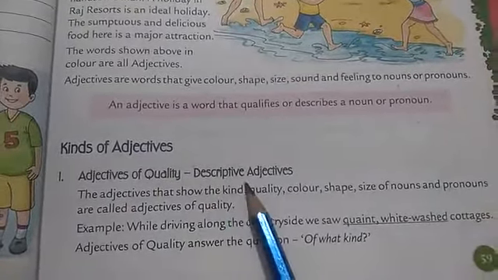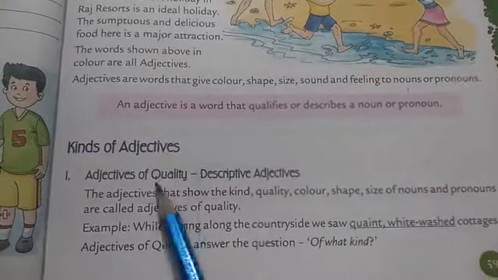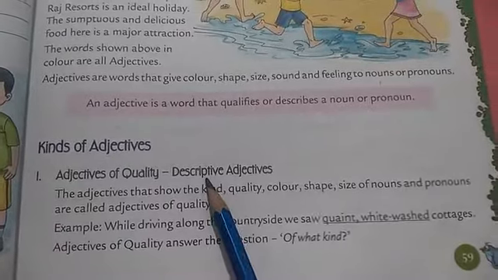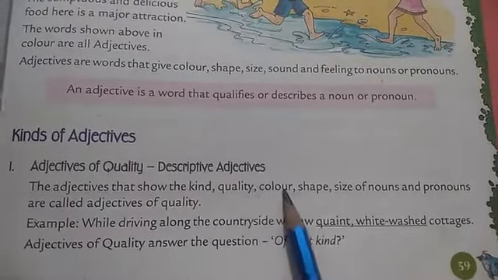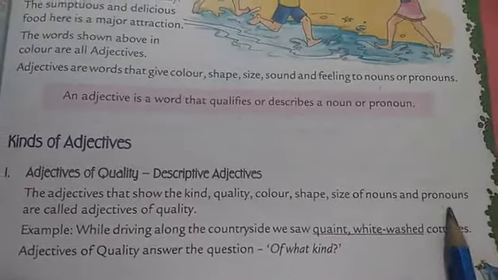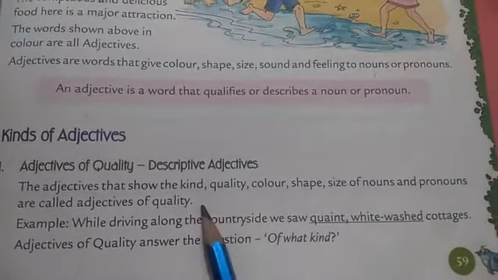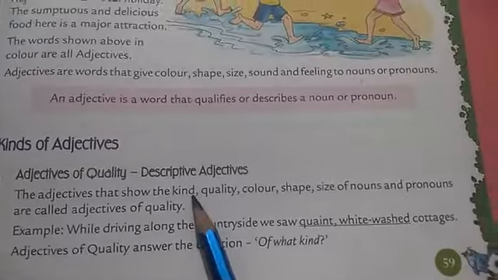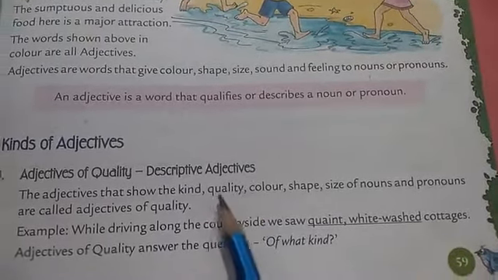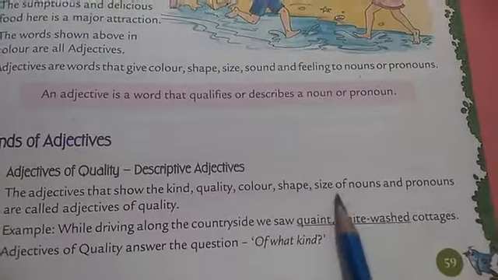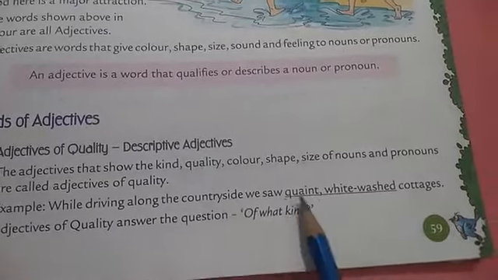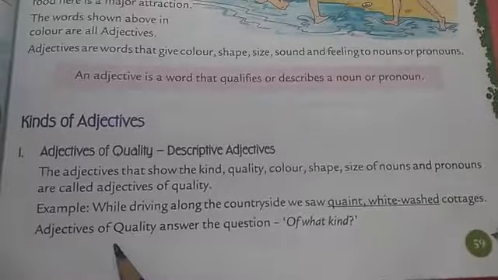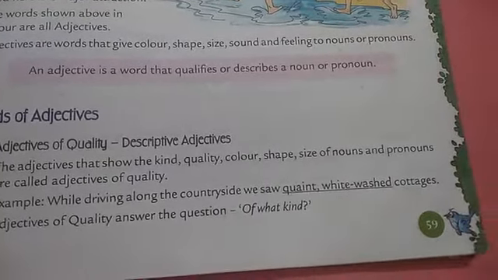Adjectives of quality, which we can call descriptive adjectives. The adjectives that show the kind, quality, color, shape, size of nouns and pronouns are called adjectives of quality. They mention what kind of thing. Example: while driving along the countryside, we saw the quaint whitewashed cottages. Adjectives of quality answer the question, of what kind? Okay, next one.